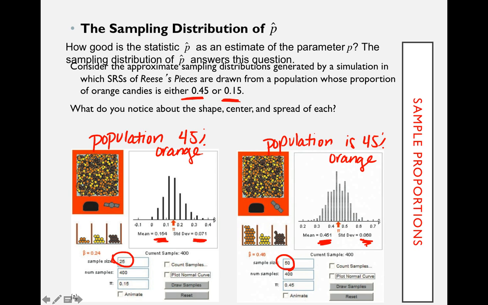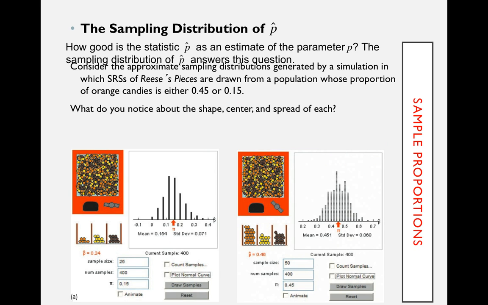Then consider the case where we have 15% orange. Over here on the left, we're taking samples of size 25. The mean of that sampling distribution is about 15%, and the standard deviation is about 7%. This is slightly skewed to the right. If we were to draw a bell curve over top of it, we can see a slightly longer stretch on the right-hand side than on the left.